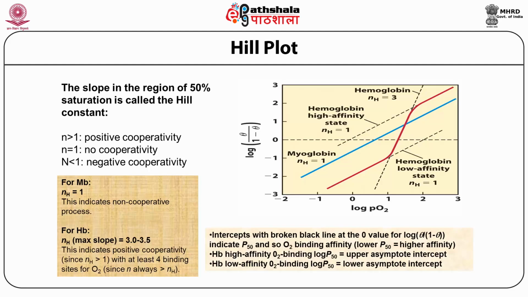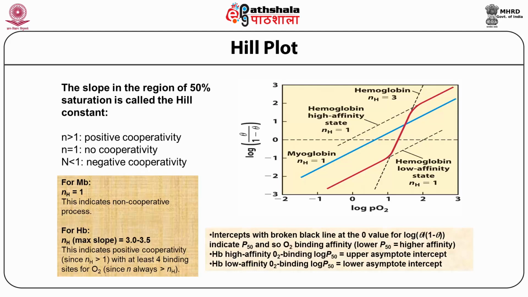For myoglobin NH equals 1, it indicates a non-cooperative process. However, for hemoglobin NH equals 3 to 3.5, this indicates positive cooperativity since NH is more than 1, with at least 4 binding sites for the oxygen.